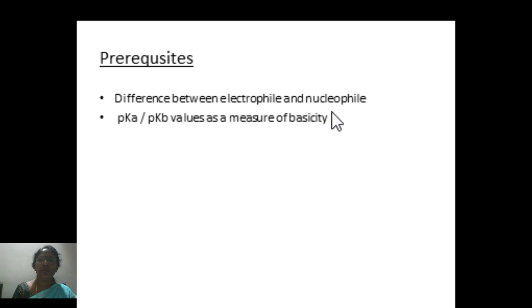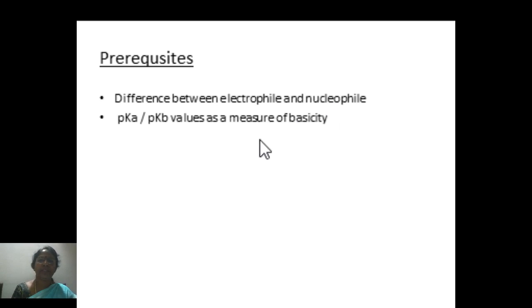Whereas nucleophiles are the counterparts of these electrophiles. These are electron rich species and show affinity towards the electron deficient centers such as Cl minus, Br minus, OH minus, and so on.